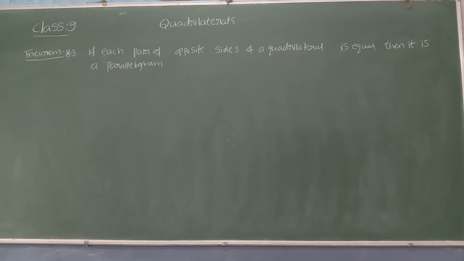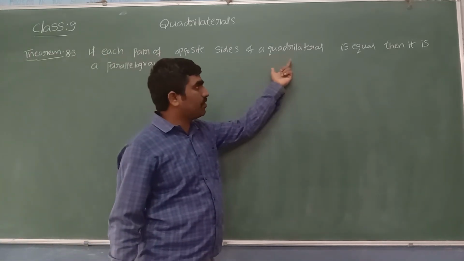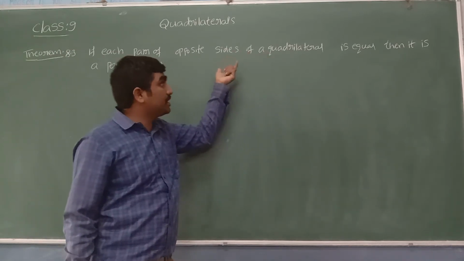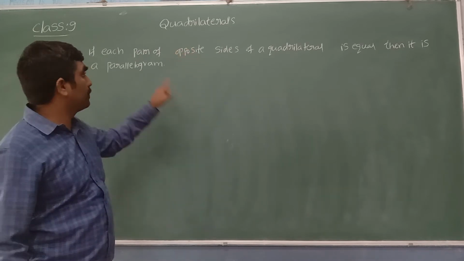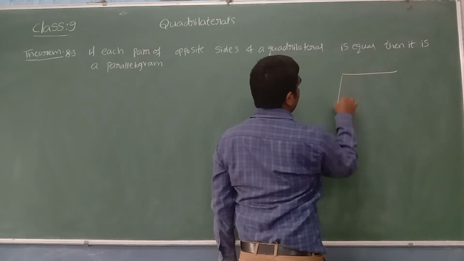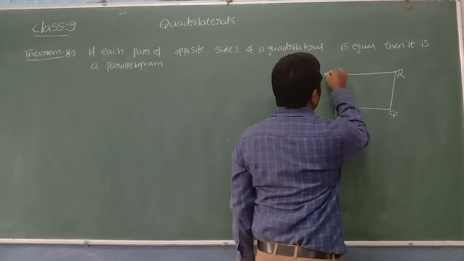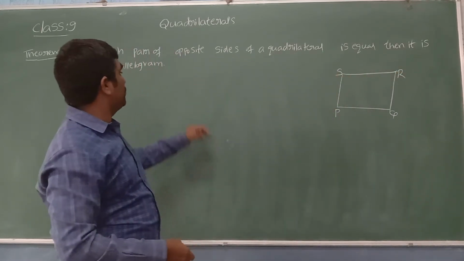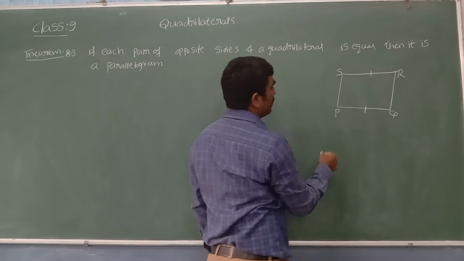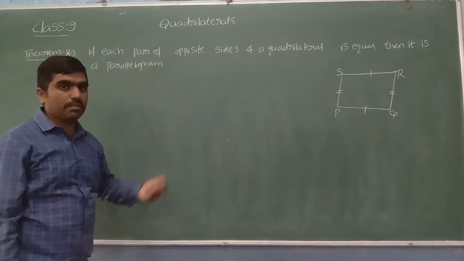Yes, children, now we'll see one more theorem. Here they said theorem 8.3: if each pair of opposite sides of a quadrilateral is equal, then it is a parallelogram. Here they give a quadrilateral with opposite sides equal, and they are asking us to prove it is a parallelogram. So let me draw one quadrilateral and name it PQRS. Opposite sides are equal. It means PQ is equal to SR, SP is equal to QR. That is the given data. Then we have to prove it is a parallelogram.